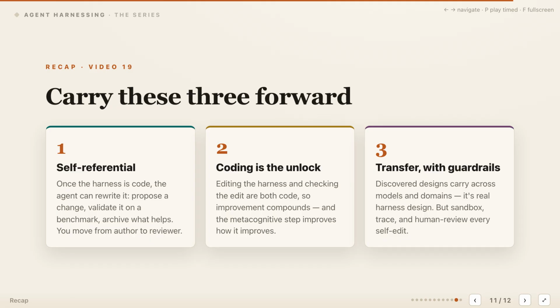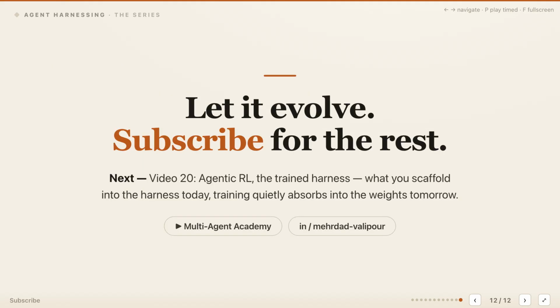First, self-evolution begins when an agent can propose, benchmark, and archive changes to an inspectable code harness. Second, coding unlocks the flywheel because editing the system and verifying the edit are both executable coding tasks. A metacognitive system goes further by improving the procedure that generates improvements. Third, transferred designs may reveal reusable harness structure, but every self-edit needs sandboxing, traceability, and human review. The system can run the search, but responsibility for its boundaries and objective remains with us. That is the self-evolving harness. An agent searches over changes to its own loop while you control the boundaries.